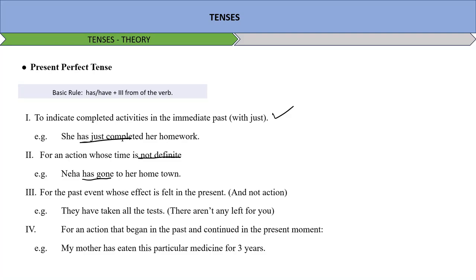Now, it is used for a past event whose effect is felt in the present. They have taken all the tests. So there aren't any left for you. They have taken all the tests, which means someone has already taken everything. Or if I say, it has rained here.